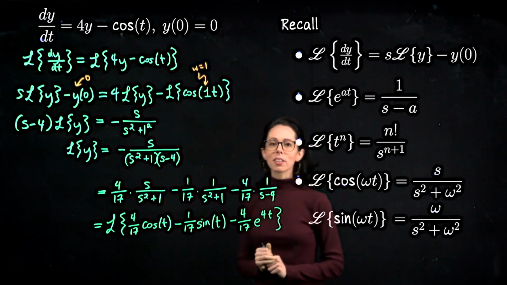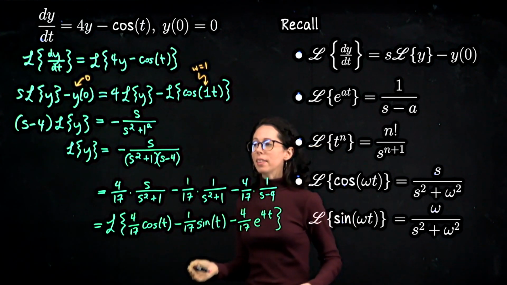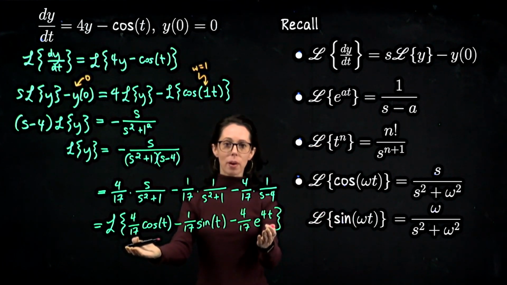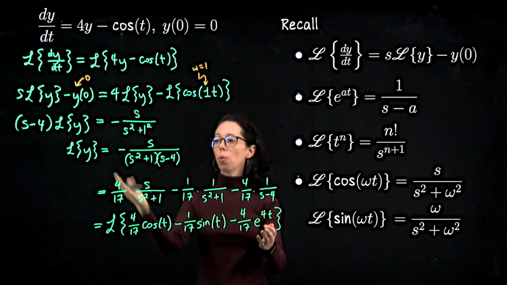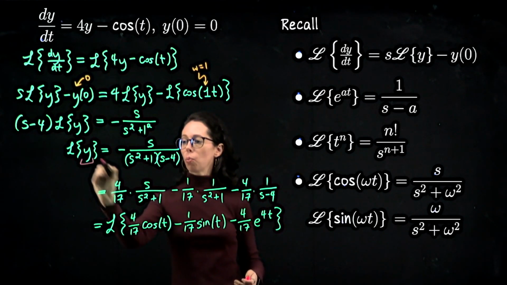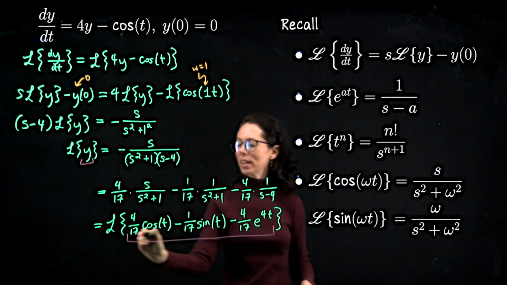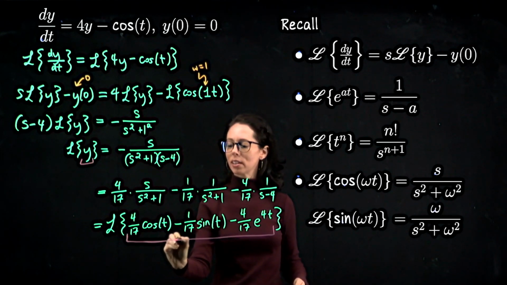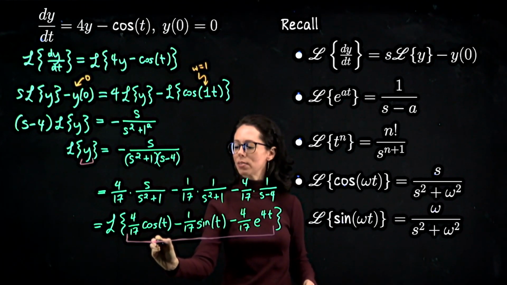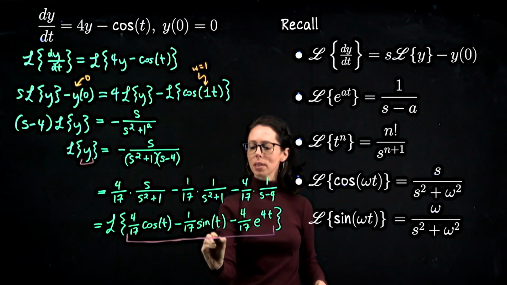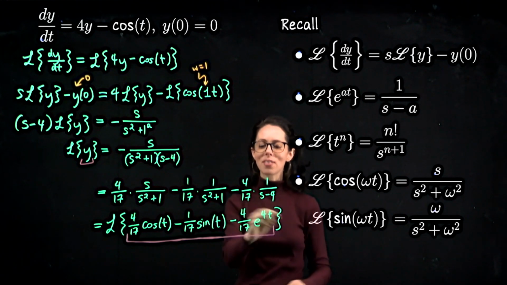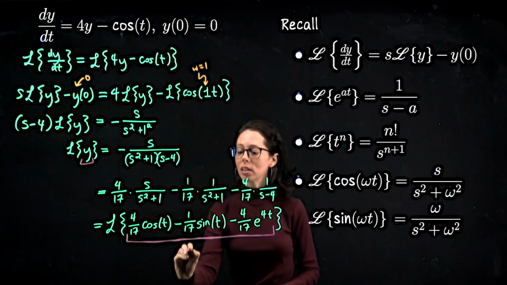We can invert the Laplace transform now to say that since y and this expression have the same Laplace transform, y is this expression. I don't want to rewrite this whole thing one more time, so let me just underline this and say that this function, 4 over 17 times cosine of t minus 1 over 17 times sine of t minus 4 over 17 e to the 4t, is our solution y of t.